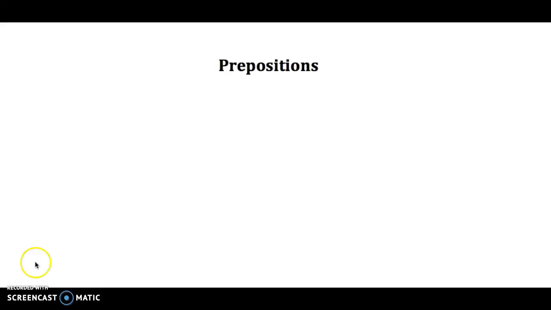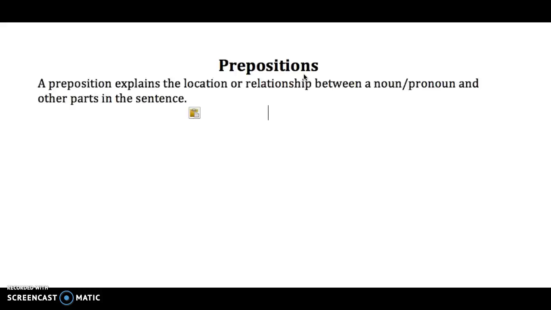Hello everybody. This week we're going to be talking about prepositions. These can be confusing little boogers, so we're going to try and take our time with them. To begin, let's figure out what a preposition is. By definition, a preposition helps to explain the location or the relationship between a noun or a pronoun and another part in the sentence.